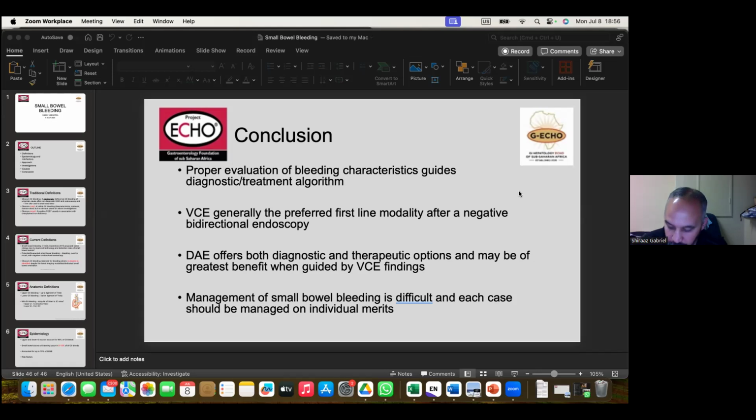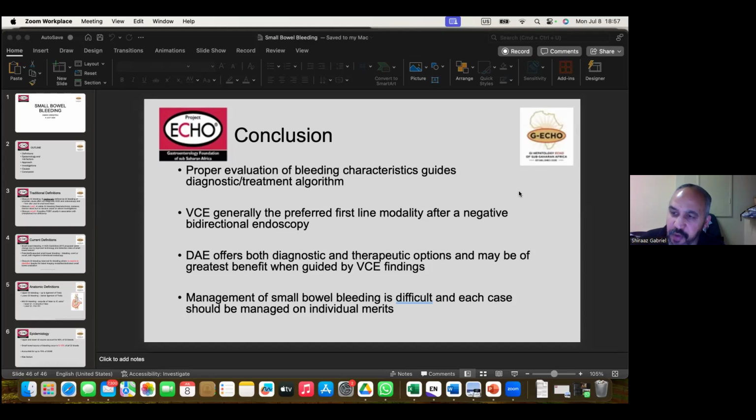Anything else? So the rebleeding risk, yes. Lymphoma. Okay. Any questions from the floor? Anything else? Any personal experiences from people who've done capsules, who've done double balloon, who've done APC?